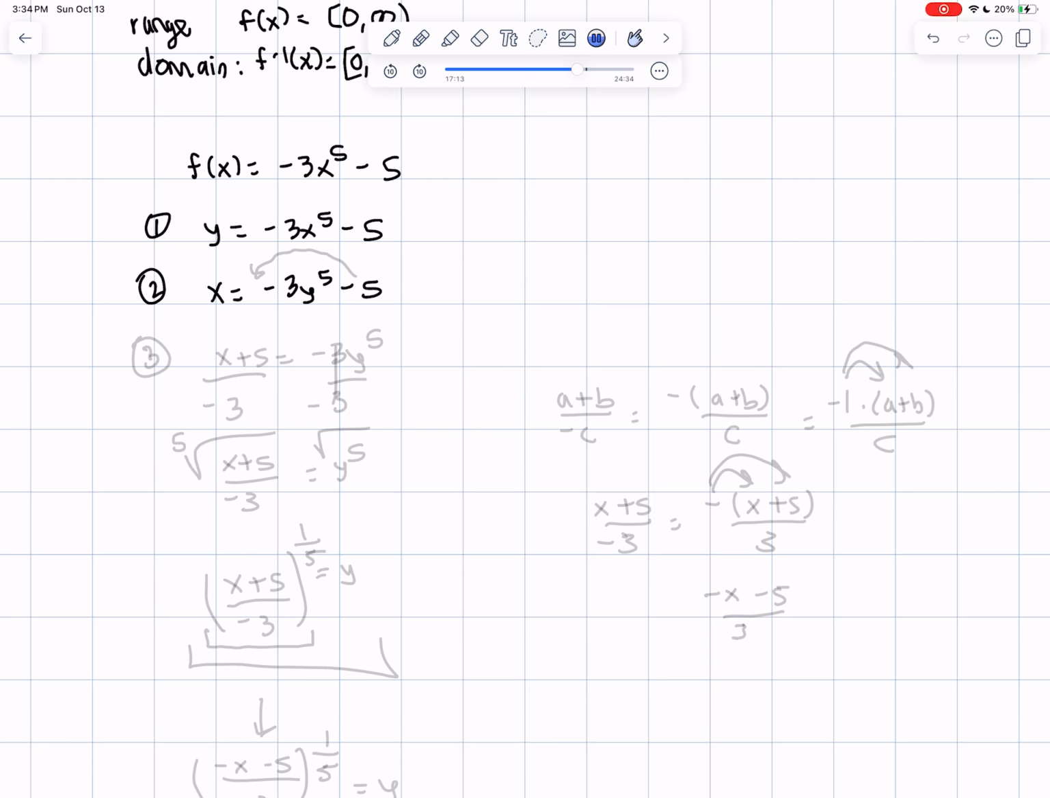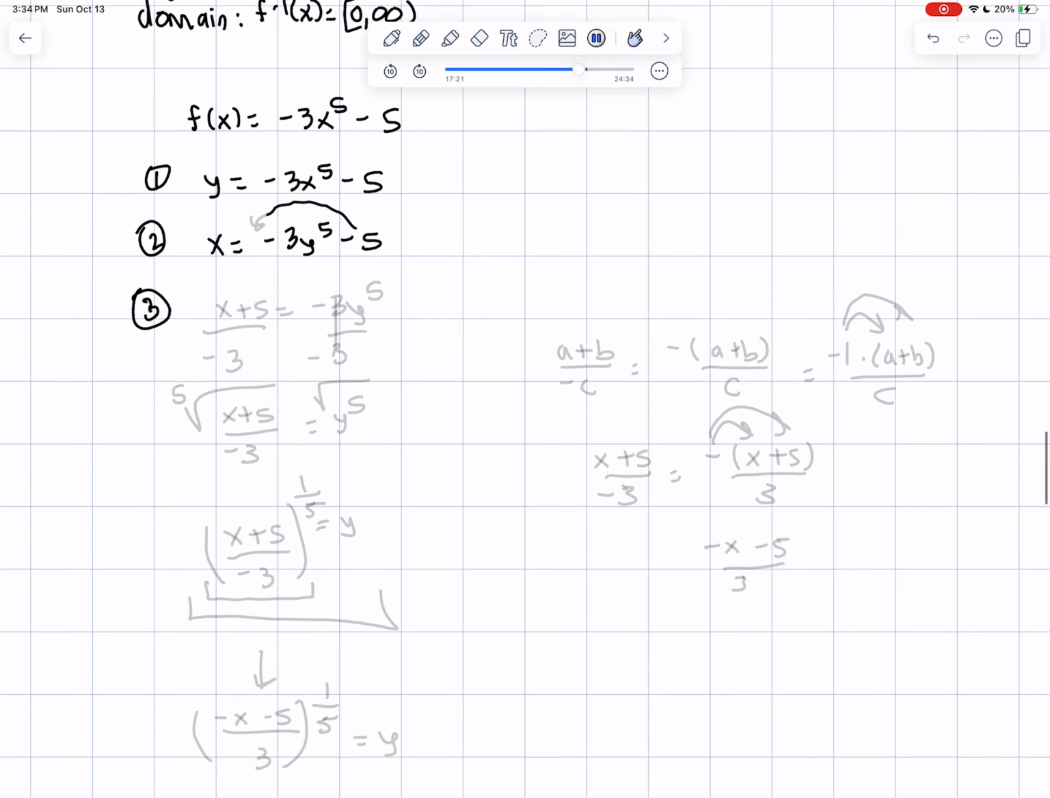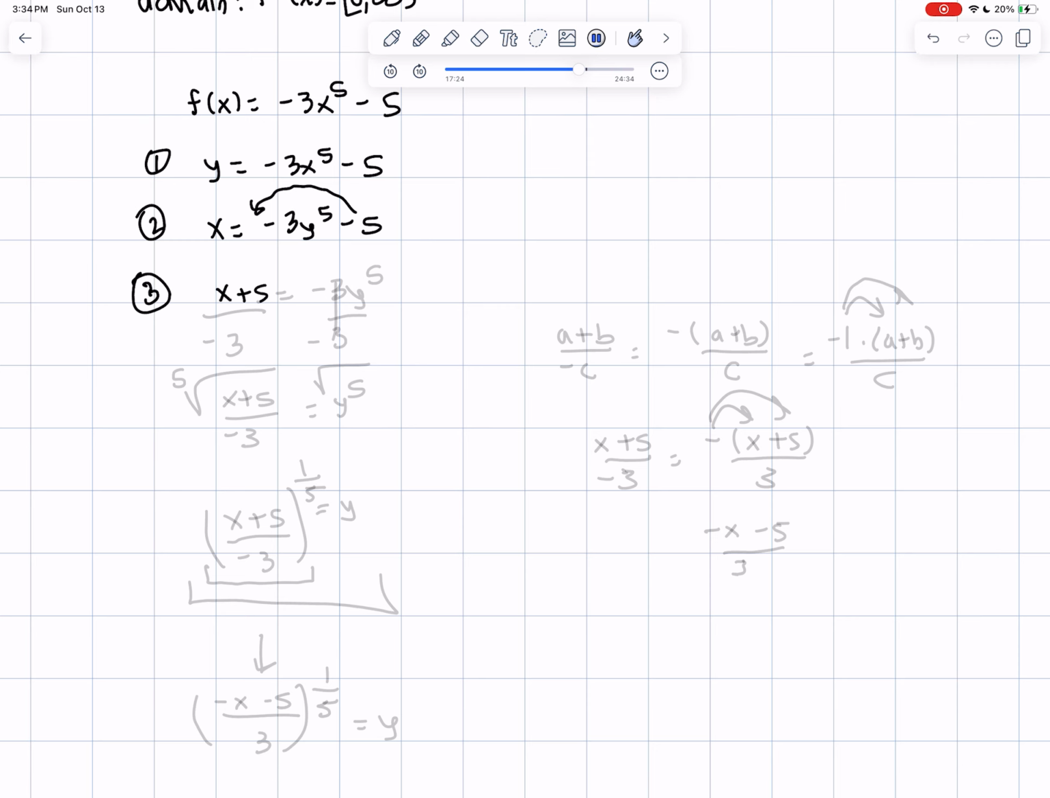Well, I still want to get x away from y. So I'm going to try to get y isolated. So I'm going to move this 5 over. And I still want to isolate more. So how I can do that is I can divide by negative 3. And then we're left with this, because these go away. But then how do I get rid of the y to the 5th? Well, that means I have to take the 5th root of both sides.